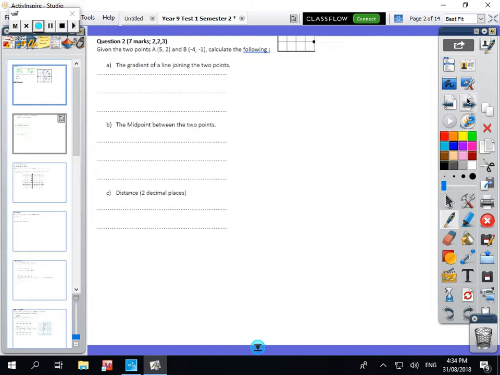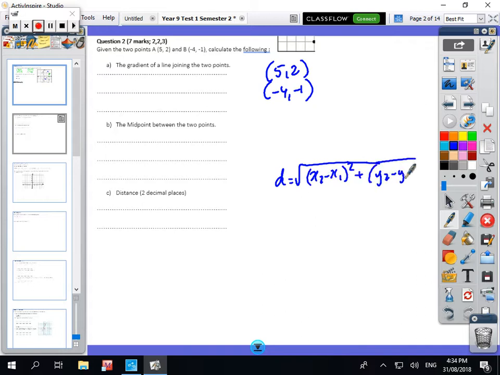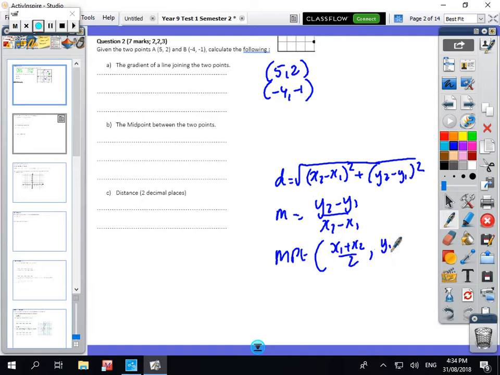Okay, coming across. We've got 2 points, 5, 2 and minus 4, minus 1. So you've got your formulas: distance equals the square root of x2 minus x1 squared plus y2 minus y1 squared. The gradient is y2 minus y1 over x2 minus x1, and your midpoint is x1 plus x2 on 2, y1 plus y2 on 2. So if you're using the formulas, that's great.